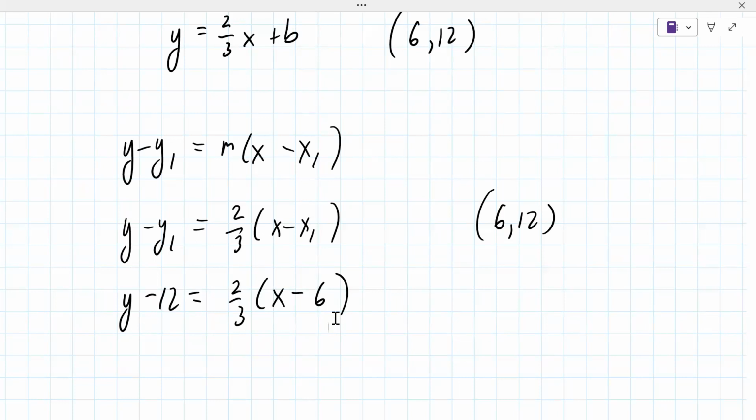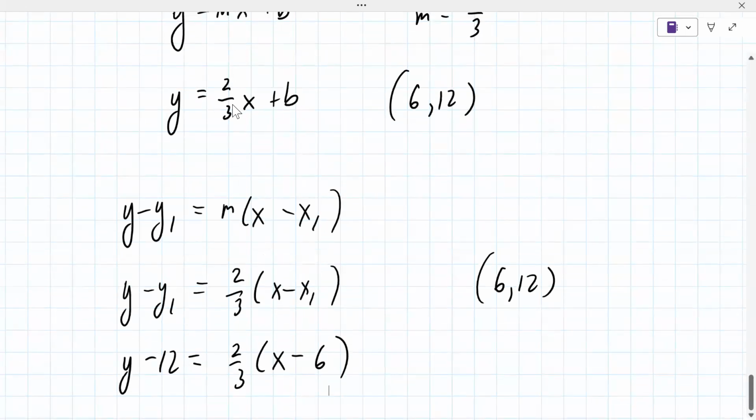Got it. So the point is that the point-slope and the slope-intercept forms get you to the same equation. Got it.